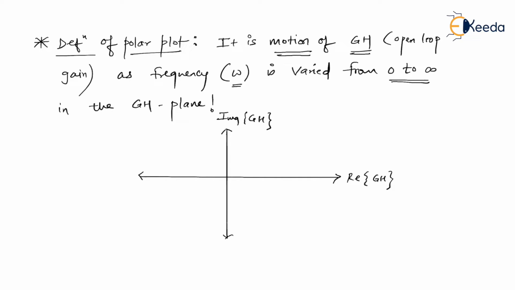So imagine the operating frequency omega is varied over 0 to infinity, my GH is going to change because I know that GH is a function of omega. And if I keep on plotting those GH with respect to omega, I'll get a particular graph. In fact, I can see a motion, how GH is moving inside the GH plane when omega is varied from 0 to infinity. And basically that is what we call a polar plot. I'm sure now you have understood the definition of polar plot.